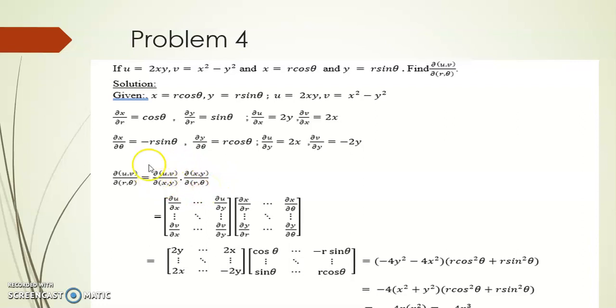I guess everybody knows that the entries of this particular determinant are ∂u/∂x, ∂u/∂y, ∂v/∂x, and ∂v/∂y. Substituting all these values while differentiating, your answer will be this. And moreover, you know that x squared plus y squared is equal to r squared. So minus 4 into r squared, and here taking r outside, you will be getting cos squared plus sin squared theta, which is 1. And this r squared and r will become minus 4 r cubed.